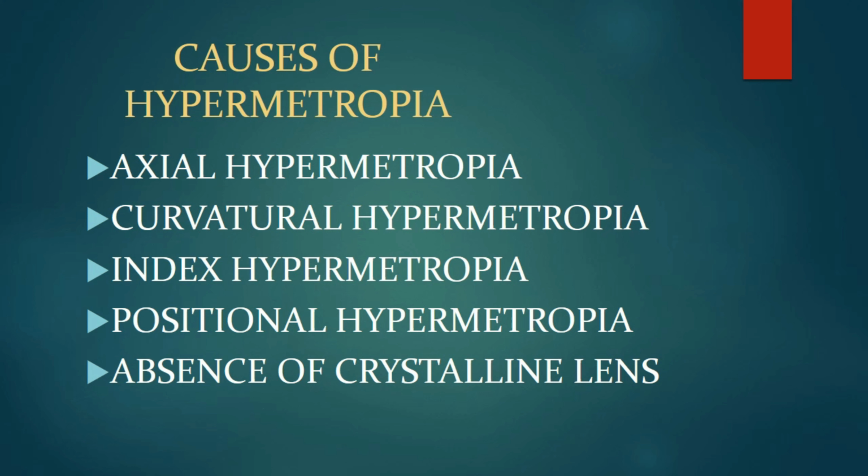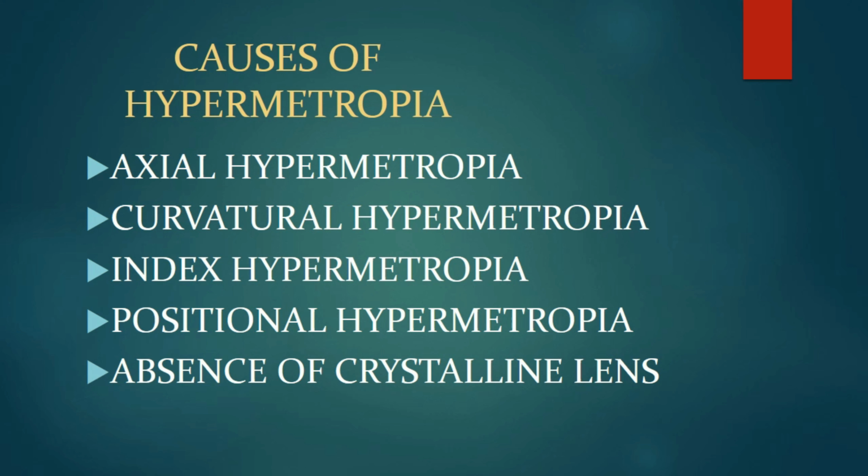Now comes positional hypermetropia, which results from a posteriorly placed crystalline lens. The last cause is absence of the crystalline lens, either congenital or acquired following surgical removal or posterior dislocation, which leads to aphakia, the condition of high hypermetropia.